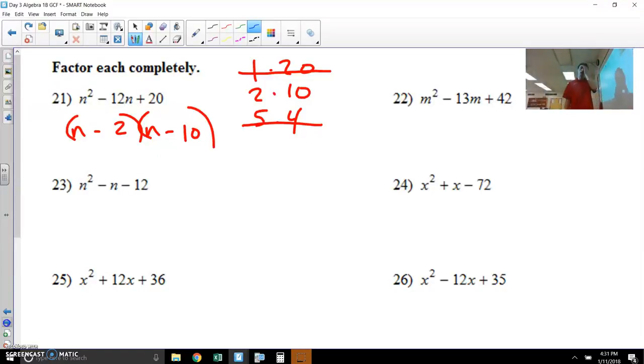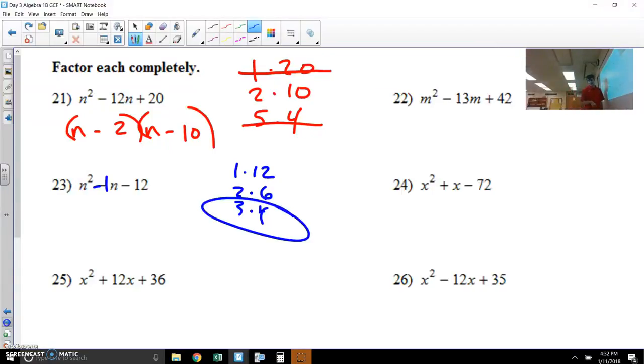Okay, so let's think about a few more. Multiplies to be negative 12. So I'm just thinking about 12 for a second. 1 times 12, 2 times 6, 3 times 4. So which of those numbers could add or subtract to be this negative 1 that we see as a coefficient in the middle? So again, I'm looking for numbers that could subtract to be negative 1, and I'm locking in on 3 and 4. Okay, 3 minus 4 is negative 1.